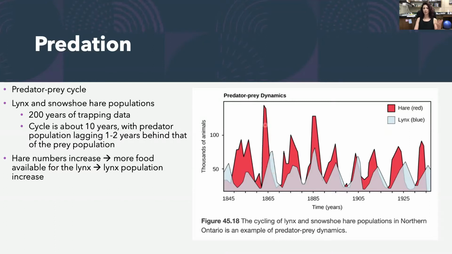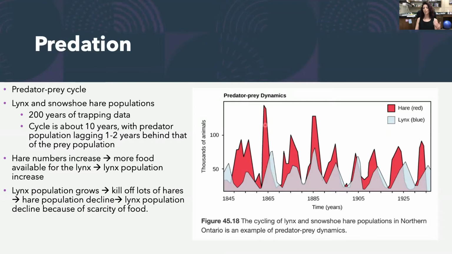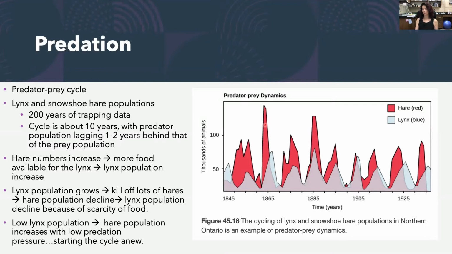Now, once this cycle continues, the lynx population grows, kills off a whole lot of hares, and therefore the hare population declines. Now, with less food available, the lynx population is going to decline because it simply can't find enough food. With that low lynx population, the hare population is then able to rebound and increase again because of low predation pressure, and that cycles again and again and again.